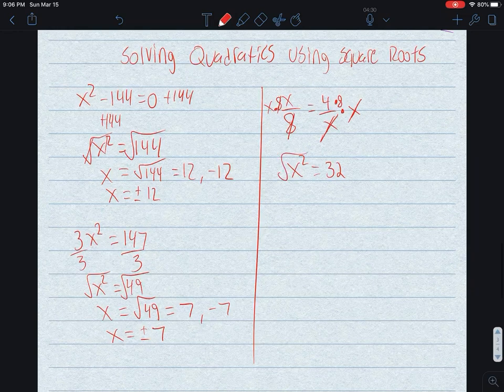To answer this, just like the others, I'll square root. X equals the square root of 32. But this one, it doesn't have a perfect answer. There is no perfect square that makes 32. And because of that, we won't have a positive and a negative answer. We will only have the positive answer.